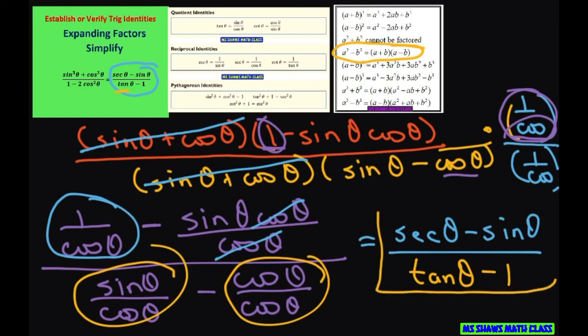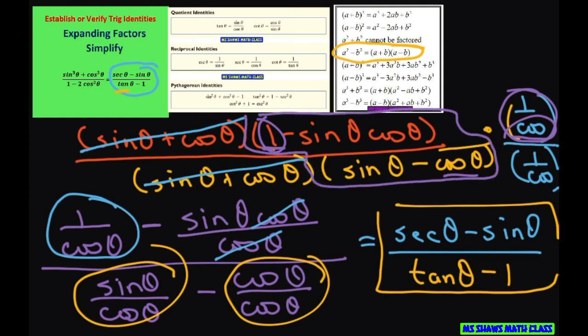So what we had to do is once we were at this point here, we had to really look at it and force it to get to my right-hand side of the equation by dividing each term by cosine.